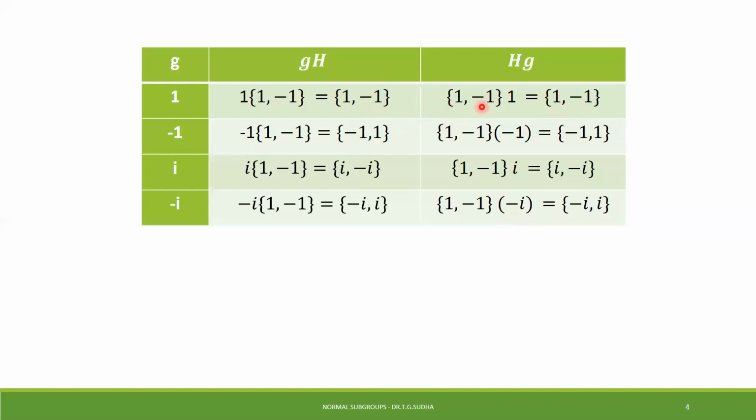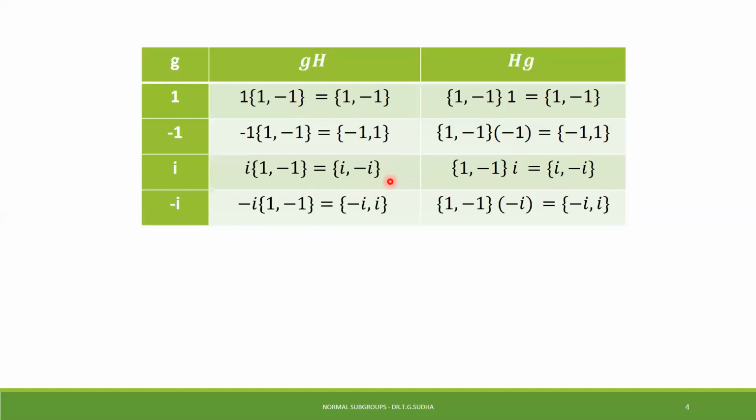So gH is equal to Hg when g is equal to 1. And next is {-1, 1}, and here also it is {-1, 1}. Therefore, gH is equal to Hg when g is equal to -1. And the third one is {i, -i}. Here also it is {i, -i}.